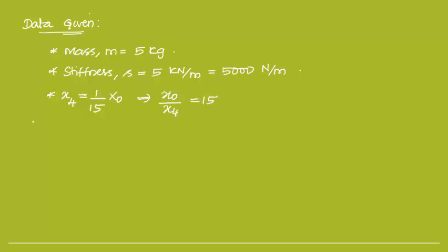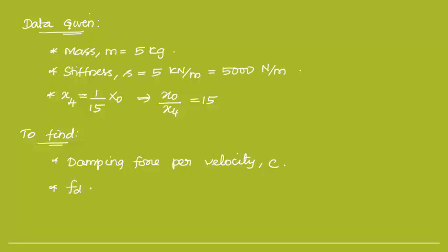So in the problem it is asked to find out the damping force per velocity. Damping force per velocity is nothing but the damping coefficient C. Then the ratio of damped and undamped vibrational frequencies, that is Fd by Fn. So in the first subdivision it is asked to find out the damping coefficient C.